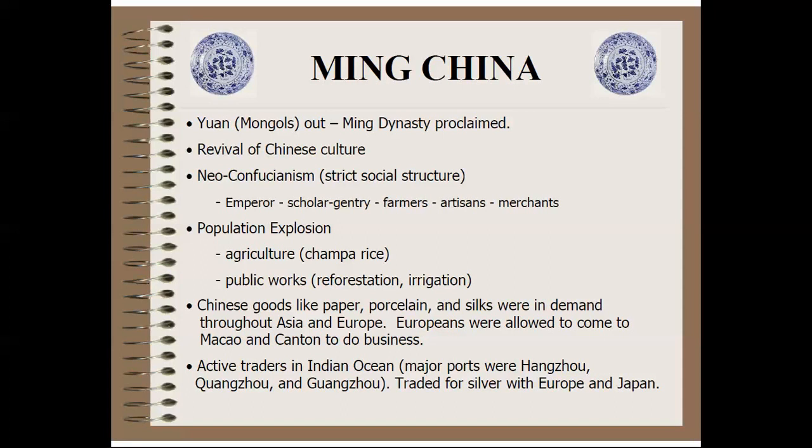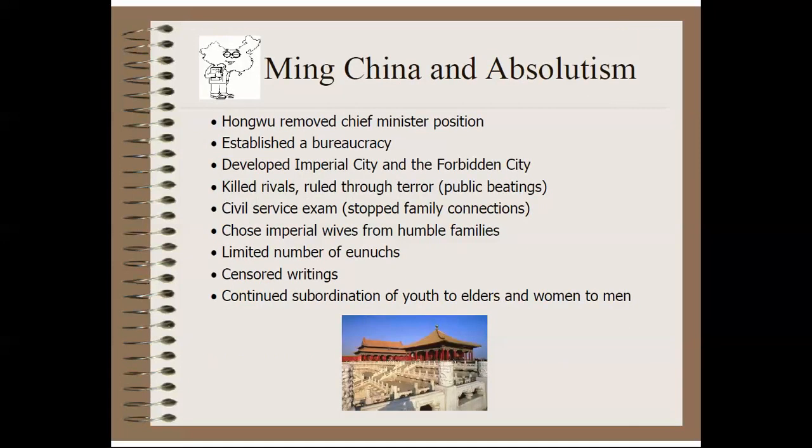Europeans are going to be allowed to come through Macau and Canton to do business, and you will see some Europeans start to reach China for trade, although the terms of trade they get are very heavily against them. The Chinese are going to be heavily trading in the Indian Ocean along Hangzhou, Quanzhou, and Guangzhou, and they'll trade for silver with Europe and Japan, which causes a trade imbalance.